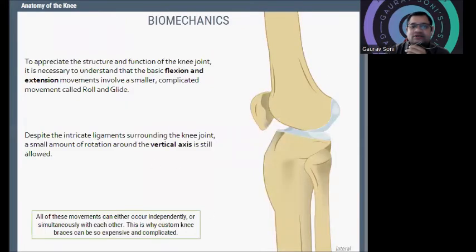So a little bit about the biomechanics of this particular joint. To appreciate the structure and function of knee joint, it is necessary to understand that basic flexion and extension movement is accompanied by smaller, complicated movements called roll and glide. Despite the intricate ligaments surrounding the knee joint, a small amount of rotation around the vertical axis is still allowed. All these movements can occur either independently or simultaneously with each other. So let's see what is roll and glide.